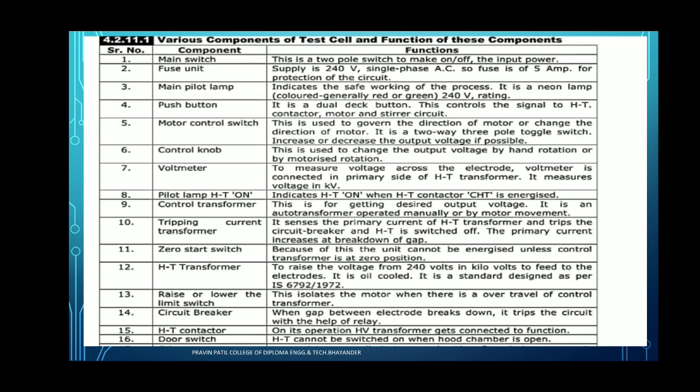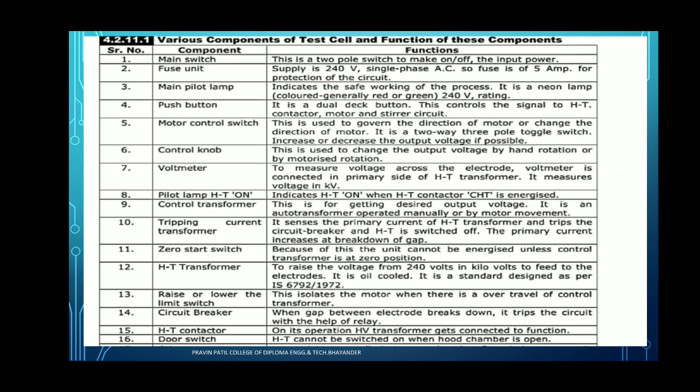First, main switch. This is the two-pole switch to make on or off the input power. That type of switch is used for making continuity of supply or discontinuity of the supply, such as for on and off purpose. So the main switch is used for the on or off purpose. This is the function of the main switch.